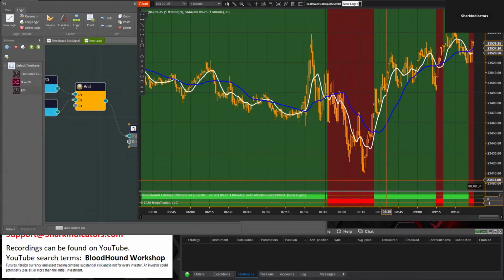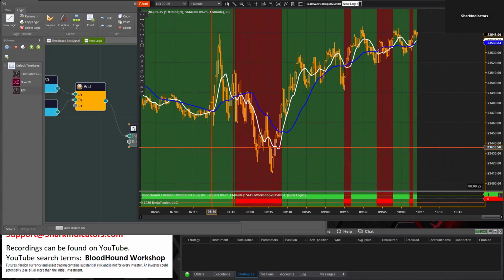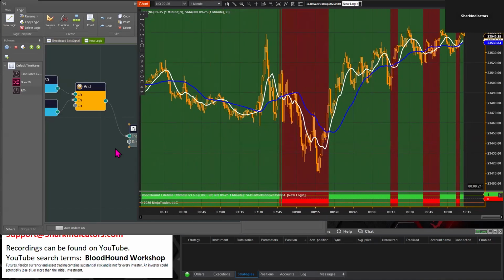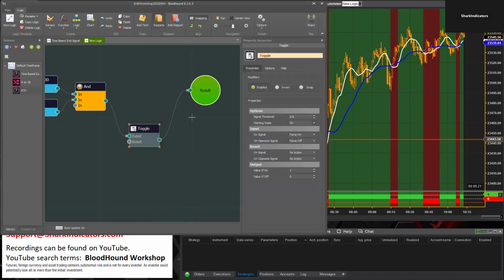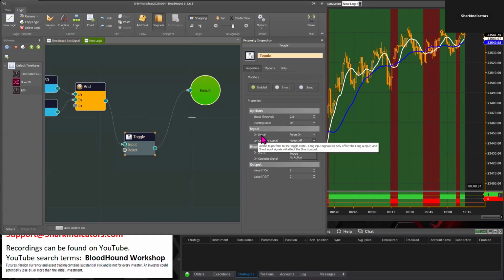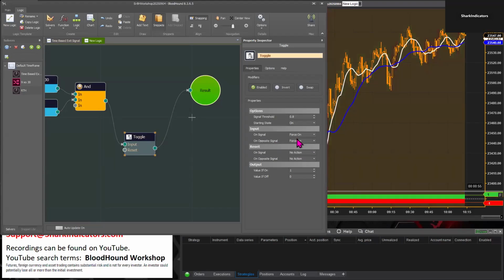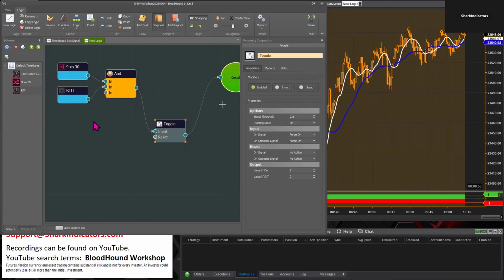So once we get to the RTH, the toggle node right now is going to be flip-flopping, but we're going to adjust the settings so that it actually kills all the signals. And let's see here. I do need a couple more things. I need to set the input on signal and opposite signal, both of those, to force on.